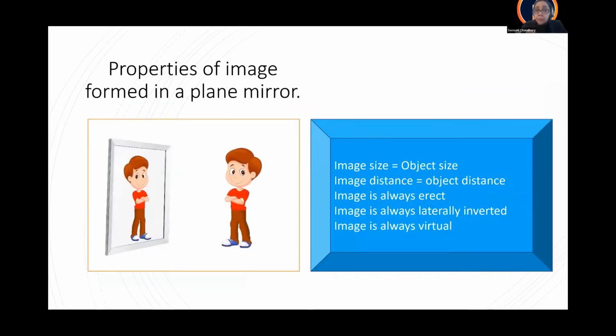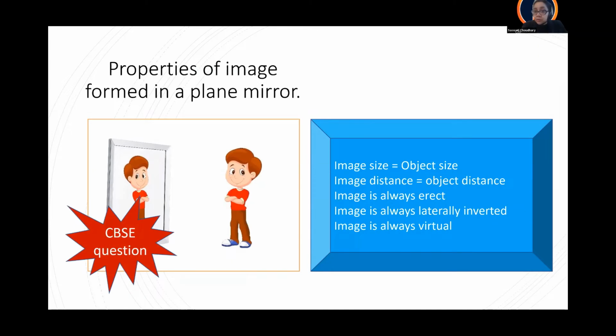Now, coming to the properties of the image. This question has come many times in your CBSE. So have a look at this question. This is a very logical question, but sometimes we miss the basic points while answering it. The basic properties of the image formed by a plane mirror are that the image size and the object size are the same. As you can see in this picture, the image size and the object size are the same. The image distance is equal to the object distance. Similarly, the image is always erect. It's not bent or curved. If you are bent, then of course the image will get bent. But if you are erect, the image will also be erect.